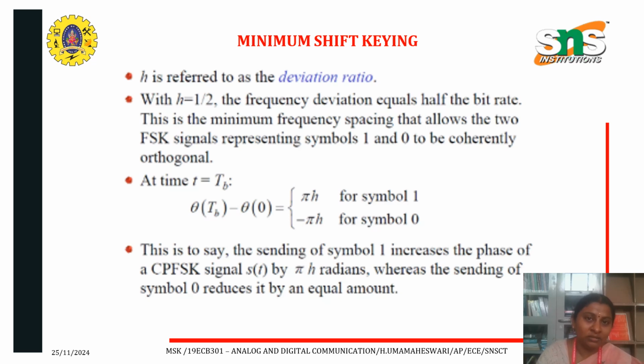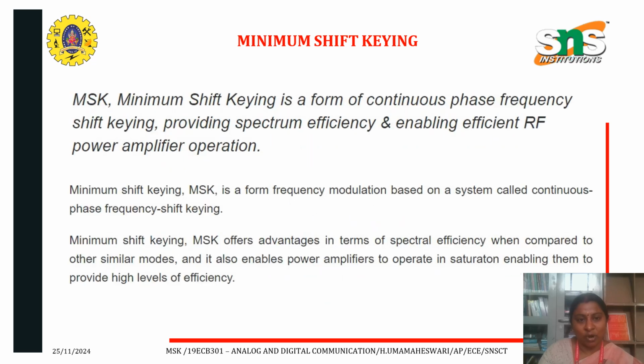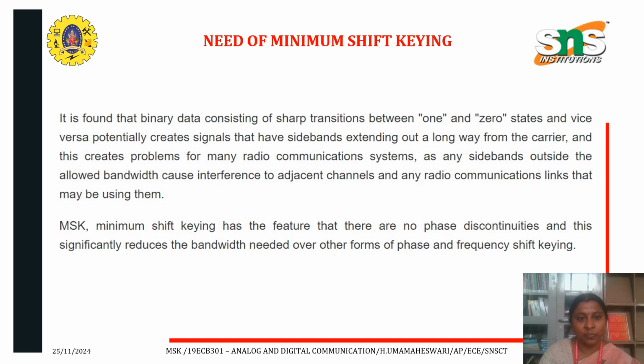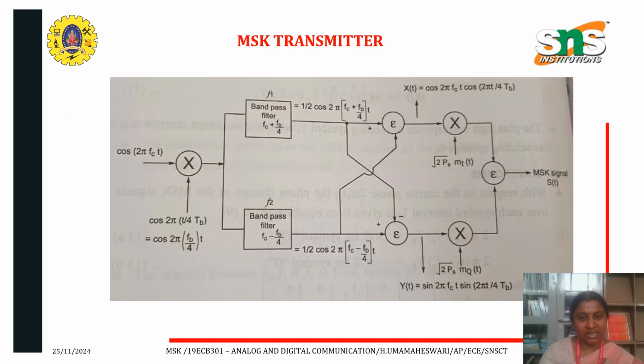At time t = Tb, θ(Tb) − θ(0) equals πh for symbol 1 and −πh for symbol 0. The sending of symbol 1 increases the phase of the CPFSK signal s(t) by πh radians, whereas sending symbol 0 reduces it by an equal amount. MSK is a form of continuous phase frequency shift keying, providing spectrum efficiency and enabling efficient RF power amplifier operation. It has no phase discontinuities, and this significantly reduces the bandwidth needed compared with other forms of phase and frequency shift keying.